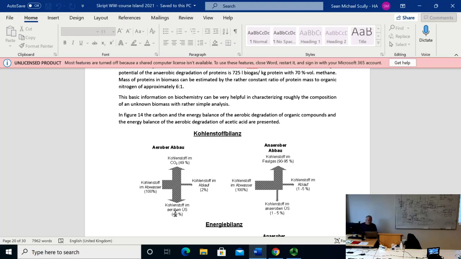converted biomass you can almost lose 5% in the effluent, and you still generate enough biomass to keep the system stable. This is different when you look at the anaerobic sludge, because 90 or 95% is in the biogas. That's where all the energy is.